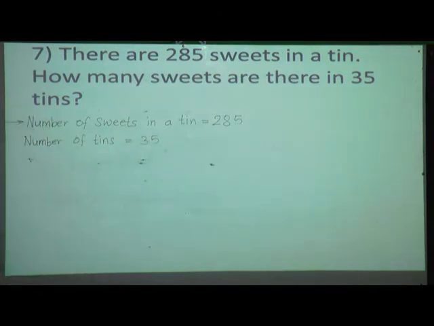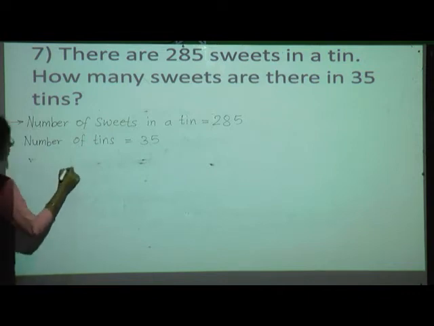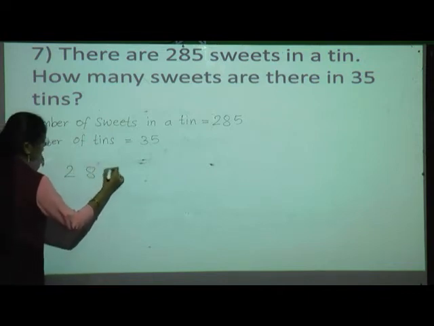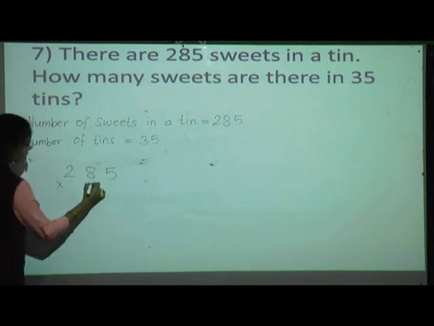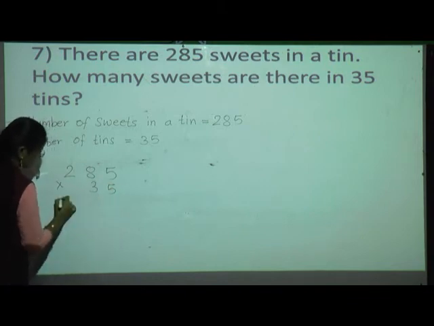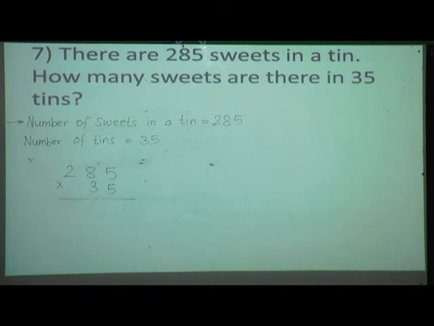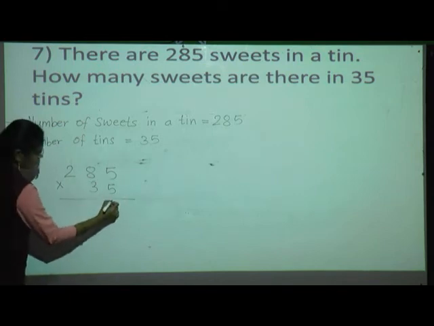And what we have to find out? We have to find out how many sweets are there in 35 tins. So what we will do? Yes, just we will do the multiplication of 285 into 35. So do the multiplication and see what is the answer. Start from the ones place. 5 into 5. 5 fives are 25.